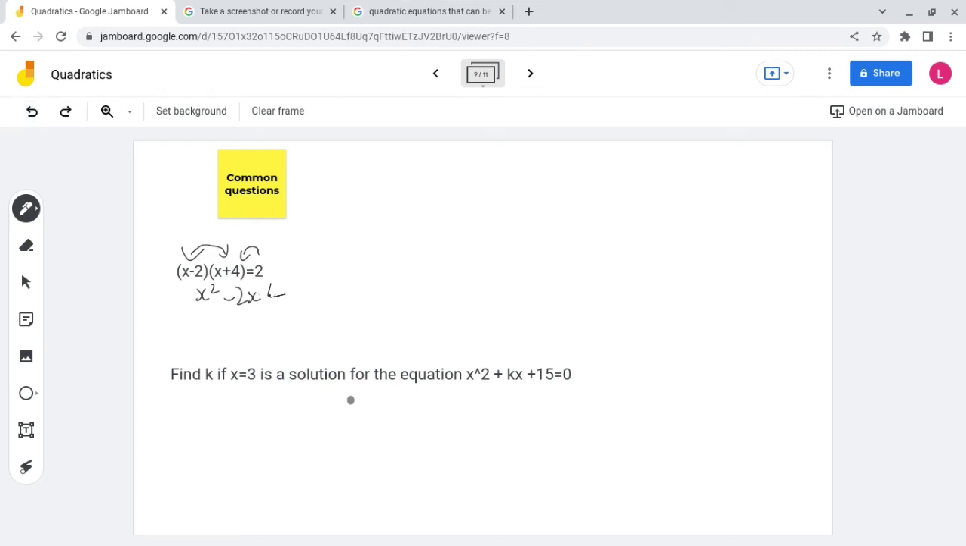Wait, is plus 4x, and negative 2 times 4 is minus 8, equals 2. So now what you do is you move this 2 back in. So you minus 2 on both sides, you get x squared plus 2x minus 10 equals 0.